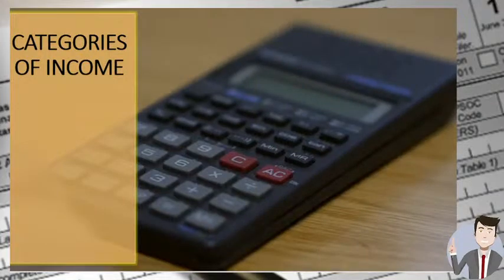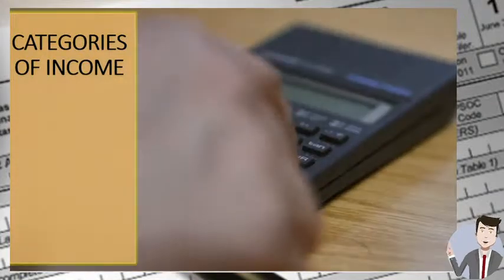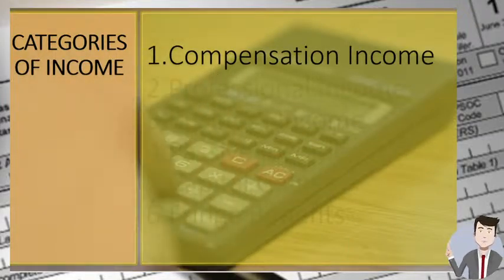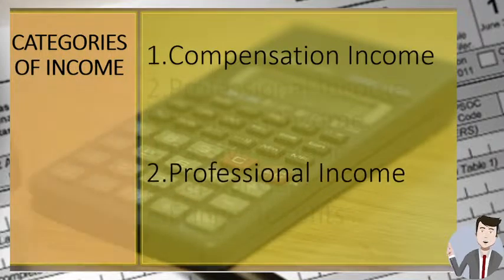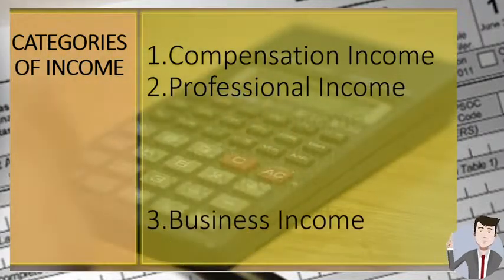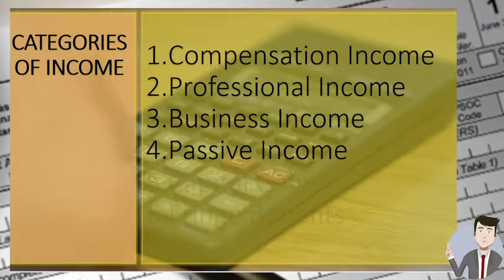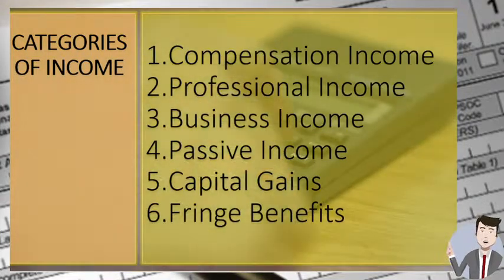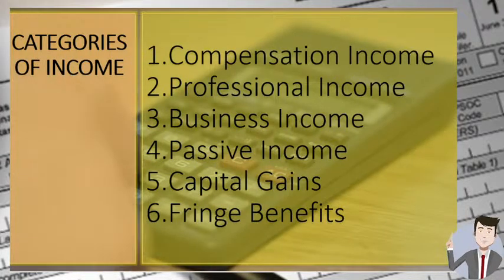Okay, so we have categorized our income into five categories. First is what we call compensation income, which we will discuss in detail later. Then we have professional income, business income, passive income, capital gains, and the last one, fringe benefits. All of these types of income will be discussed later.